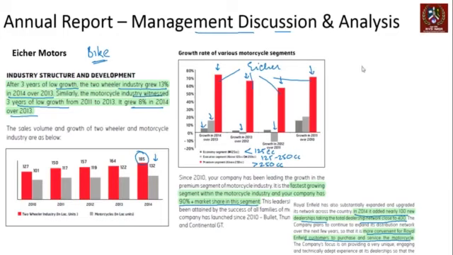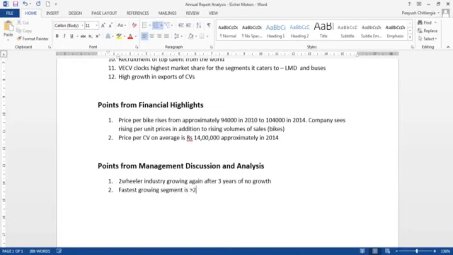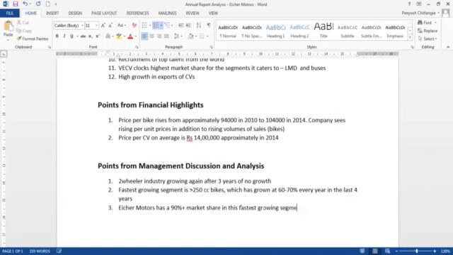We'll continue with our exercise of writing down some of these relevant points, and we'll put these in our Word document that was there. So let's quickly open that again, and let's put in the data point that the two-wheeler industry is growing again after 3 years of no or low growth. Then the fastest growing segment is greater than 250 cc bikes, which has grown at 60 to 70% every year in the last 4 years. And Eicher Motors has a 90% plus market share in this fastest growing segment, right?